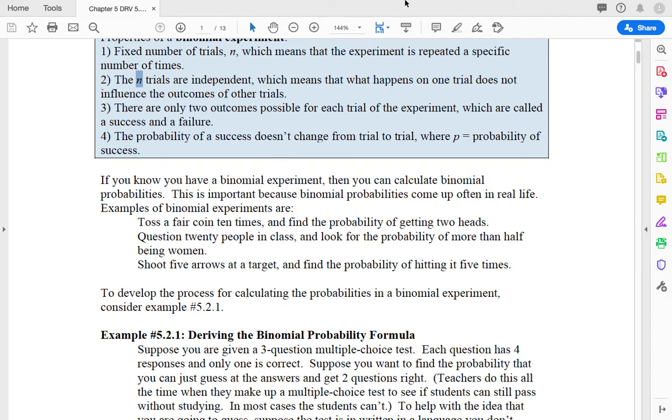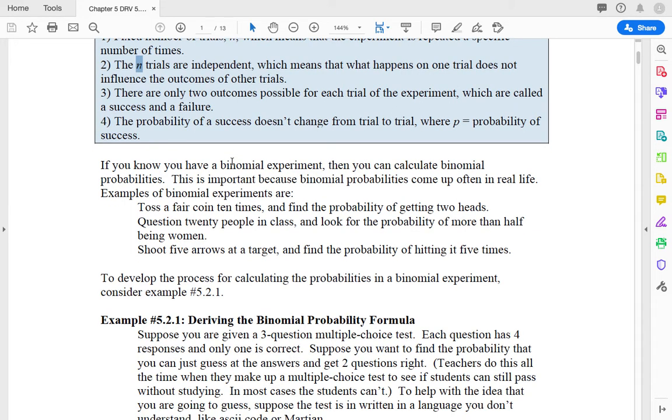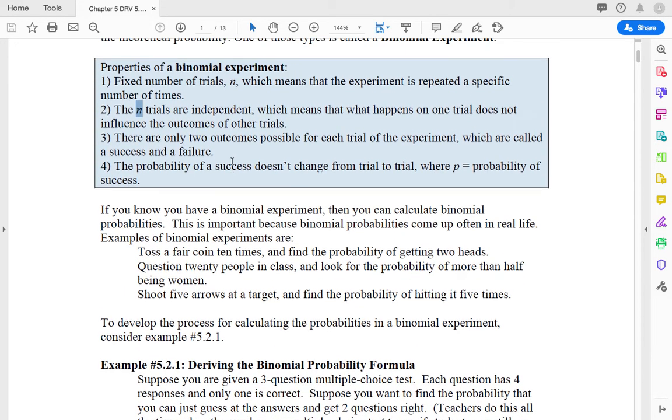Okay. If we know we have a binomial experiment, we have to check these four things. Some of the things that I usually will ask on a quiz or on a test would be, explain why something is a binomial experiment. So explaining why something is a binomial experiment just involves making sure that all four of these things are met.